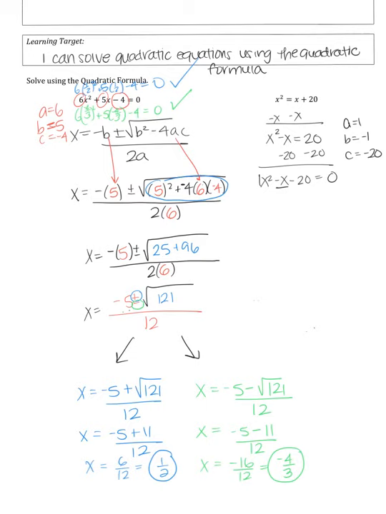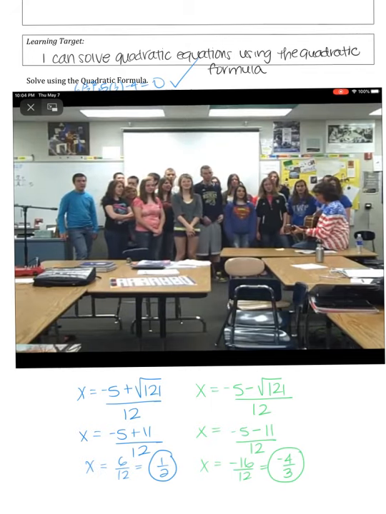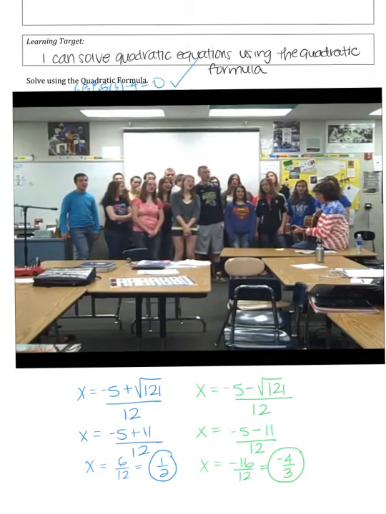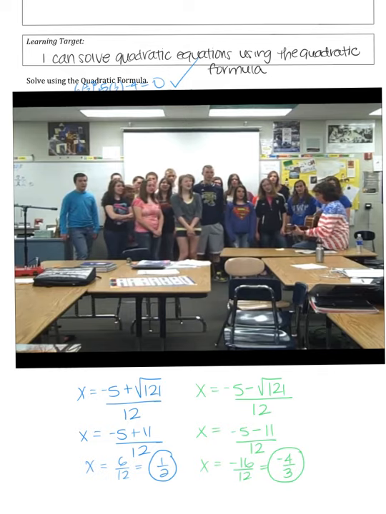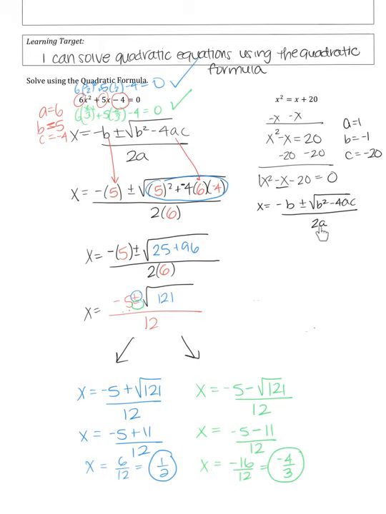Time to plug into our quadratic formula. I think we need one more fun one. You guys better be glad we're doing distance learning, otherwise I'd be making you do what this class was doing. x equals negative b plus or minus the square root of b squared minus 4ac all over 2a. You guys have it memorized yet?